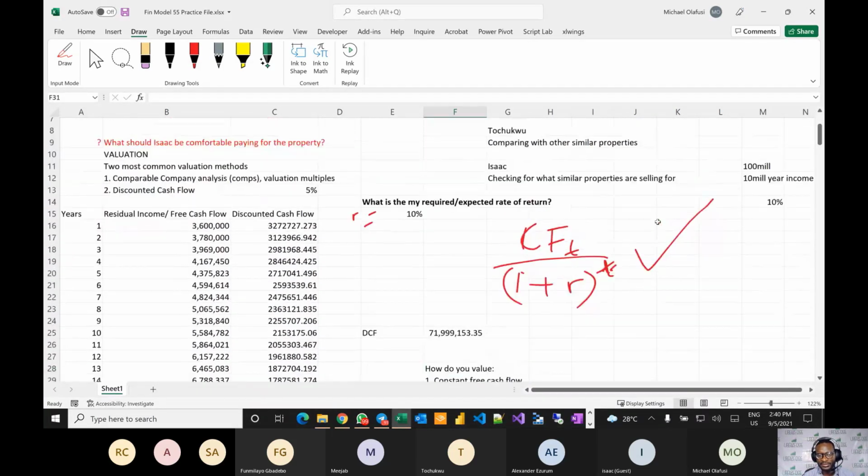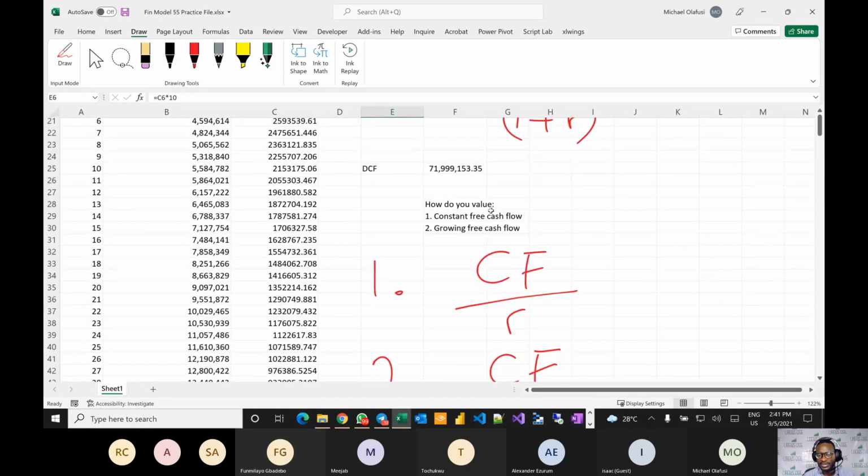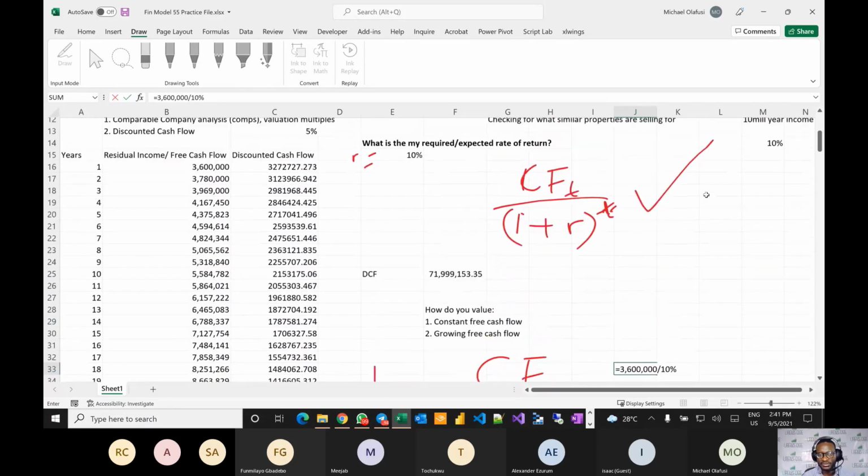Remember the answer we got when everything was fixed, right? When it was the same 3.6 million every year, we got 36 million. Let's see if we had used this formula if we would have gotten the same thing. This formula says that 3.6 million that you are earning every year, let us divide it by the 10% discount rate, your expected rate of return.